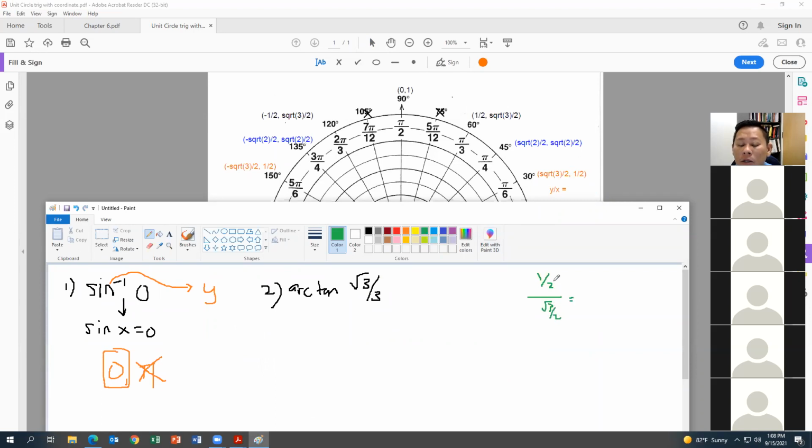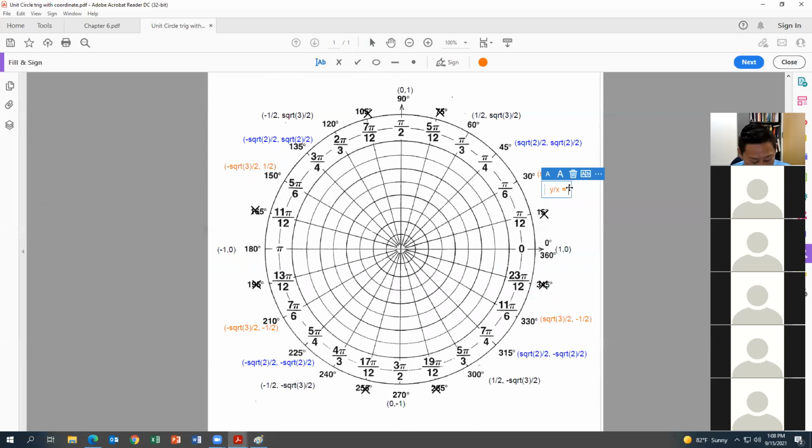So this will cancel out. So you get 1 over √3, and this will become root 3 over 3. So this is actually this number. So when you divide y over x, you will get square root of 3 over 3. So the reason I'm doing this is because it's for tangent. So sorry, what we're doing here is for doing tangent.